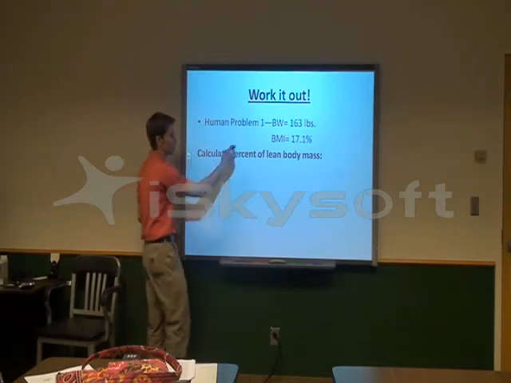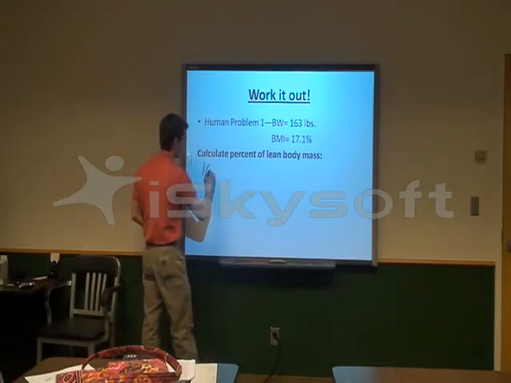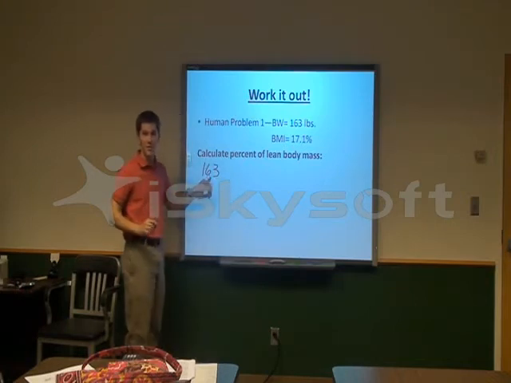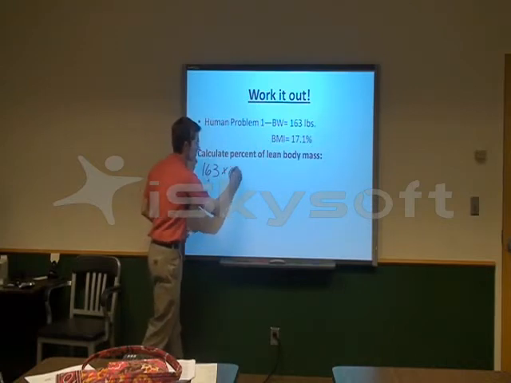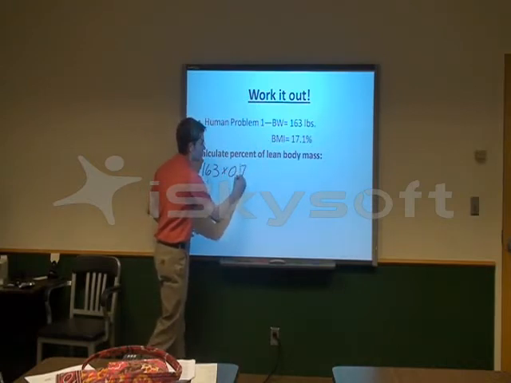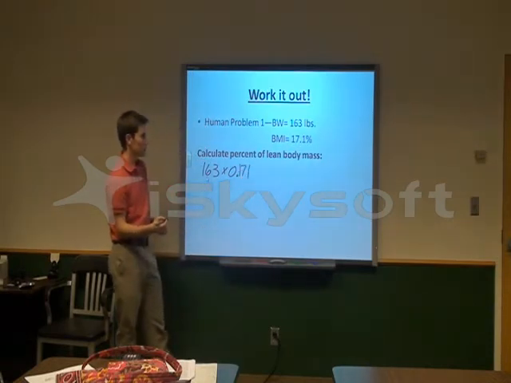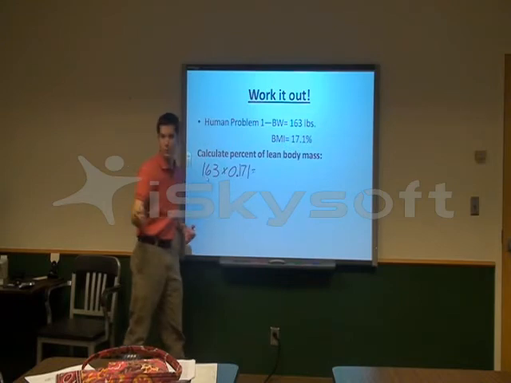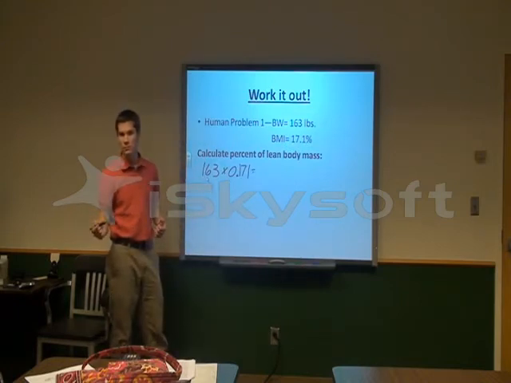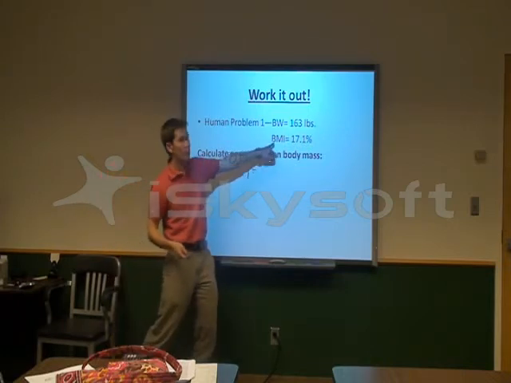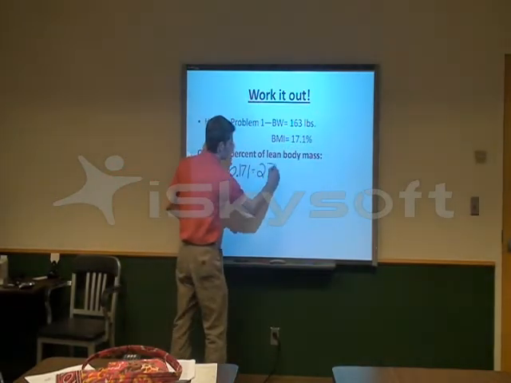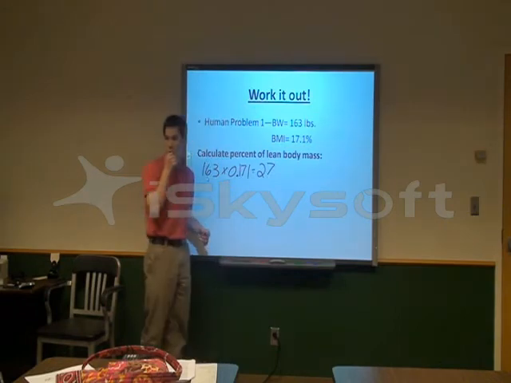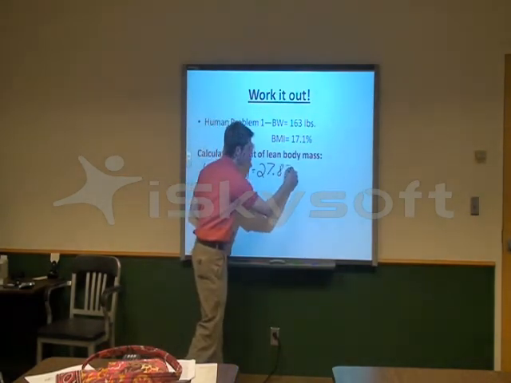We're going to start out with our body weight of 163 pounds, times our body mass index, percent fat, basically, 0.171. That gives us our pounds of fat. 27.87 pounds. Woo, we got us a fat one. That's not fat. Billy Bob's fat.